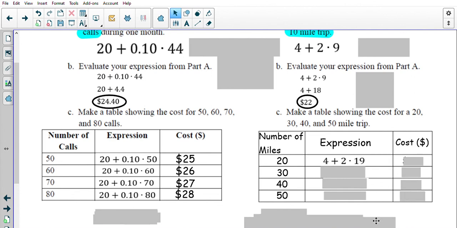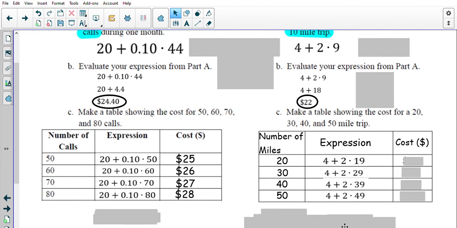So for the 20 miles, I've got 4 plus 2 times 19, since it's 19 additional miles on top of the first mile. For 30 miles, it's 4 plus 2 times 29. For 40, it's 4 plus 2 times 39. And for 50, it's 4 plus 2 times 49.